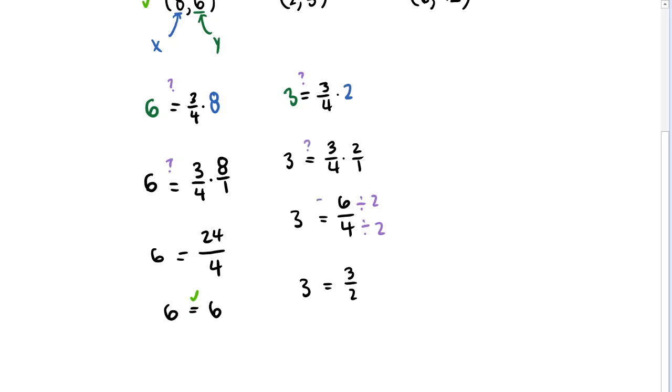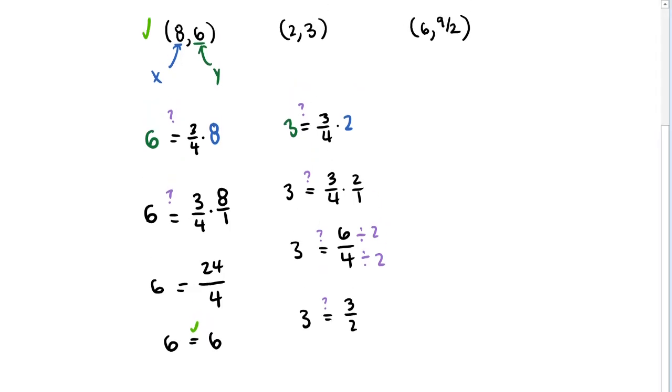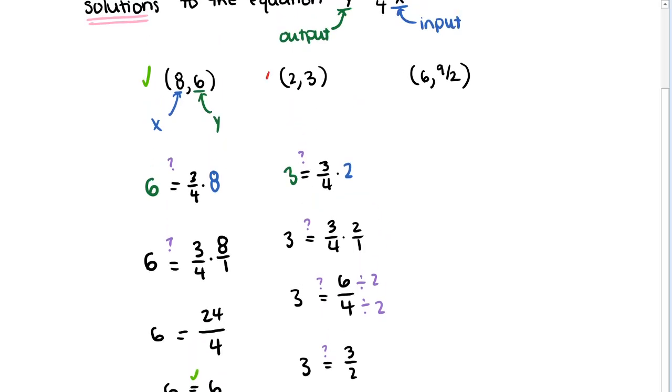But, right, this is not the same. The left side is not the same as the right side in this example. So here, this ordered pair, 2, 3, it is not a solution to our equation y is equal to 3 over 4x. And let's do this last example here. Again, I'm going to replace my x variable with 6. I'm going to replace my y variable with 9 over 2, and I'm going to ask, is this equation true?